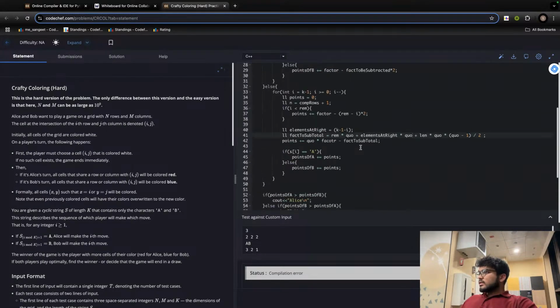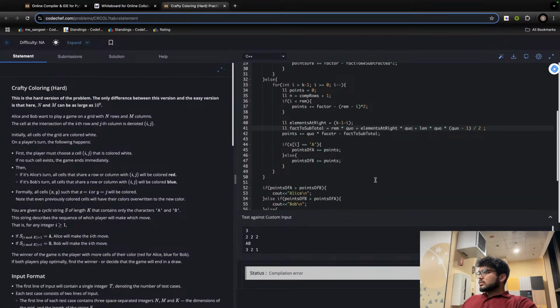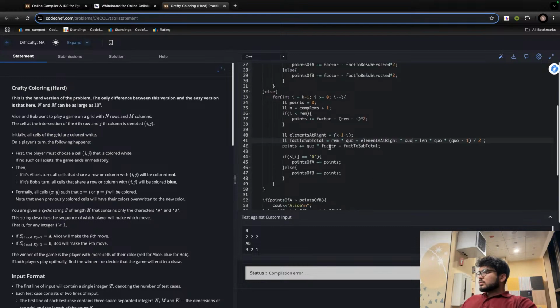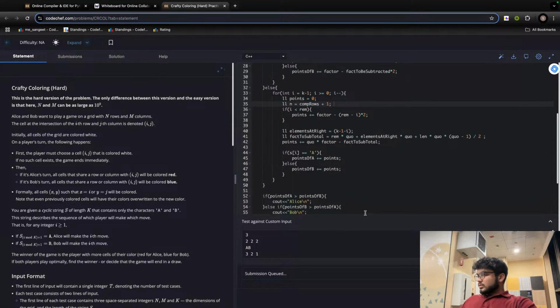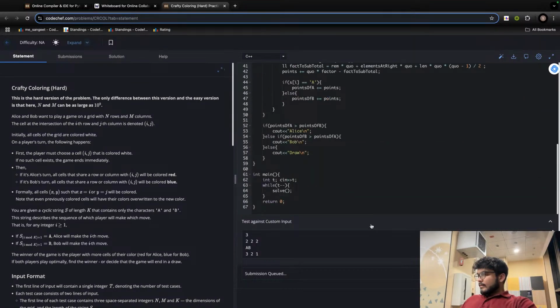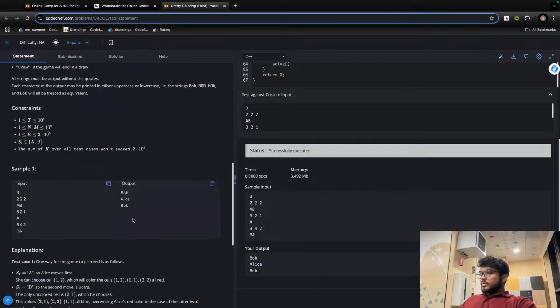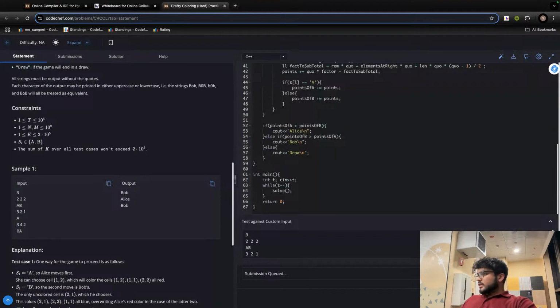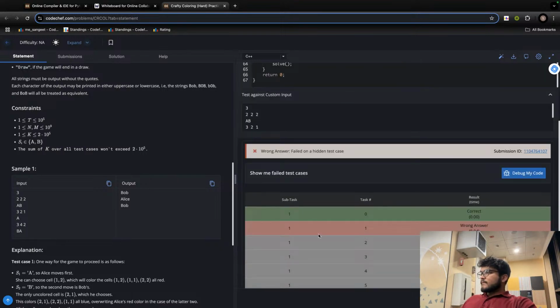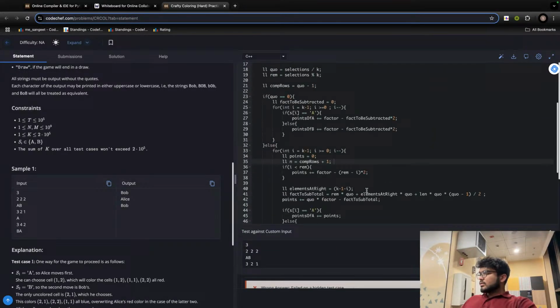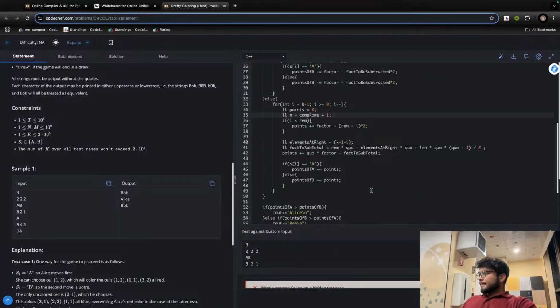Where have I written that? Factor. Okay, we are getting Bob, Alice, and Bob. Let's try to submit. Wrong answer. Failed on a hidden test case. Where did we go wrong?